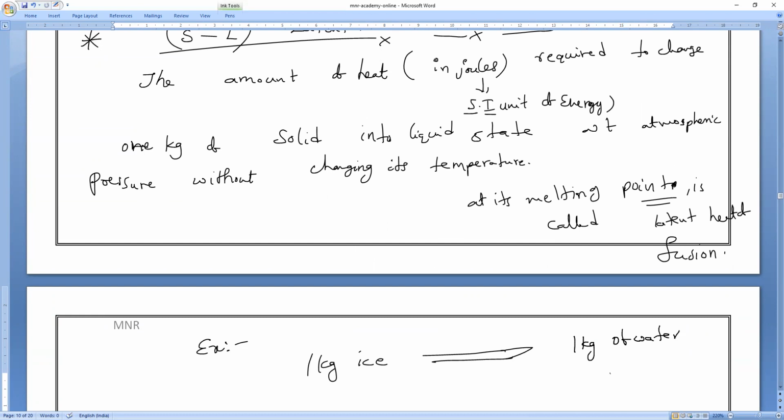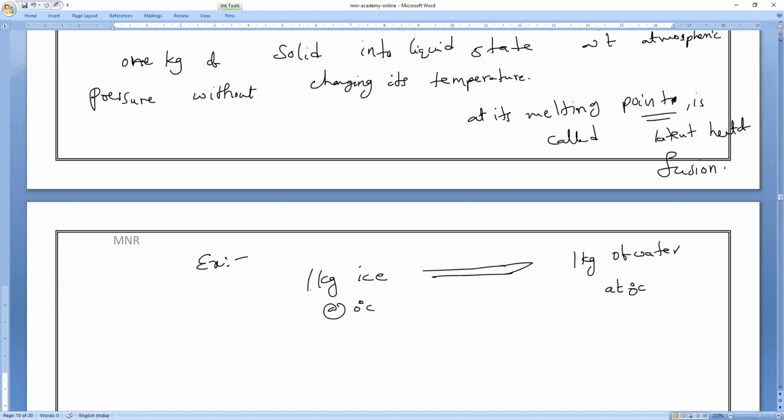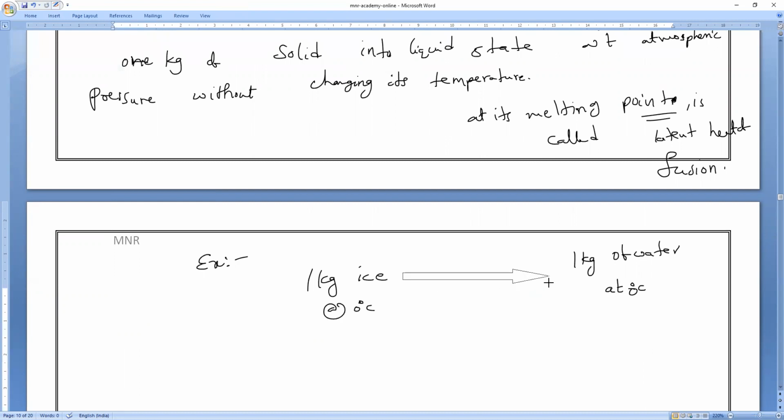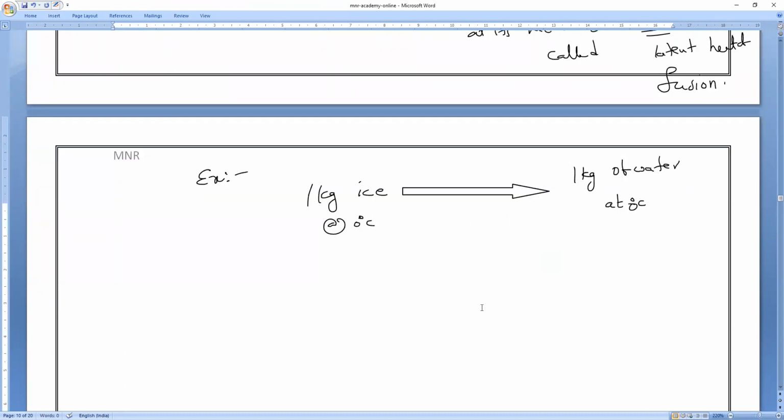So what temperature? Water is also at what temperature? 0 degrees Celsius, and ice is also 1 kg at 0 degrees Celsius. So now I want to convert 1 kg of ice into 1 kg of water. Do you know how much energy is required? Anybody guess? I want to convert 1 kg of ice at 0 degrees Celsius to 1 kg of water at 0 degrees Celsius. Then how much heat energy is absorbed? It will absorb 3.35 into 10 power 5 joules of energy.